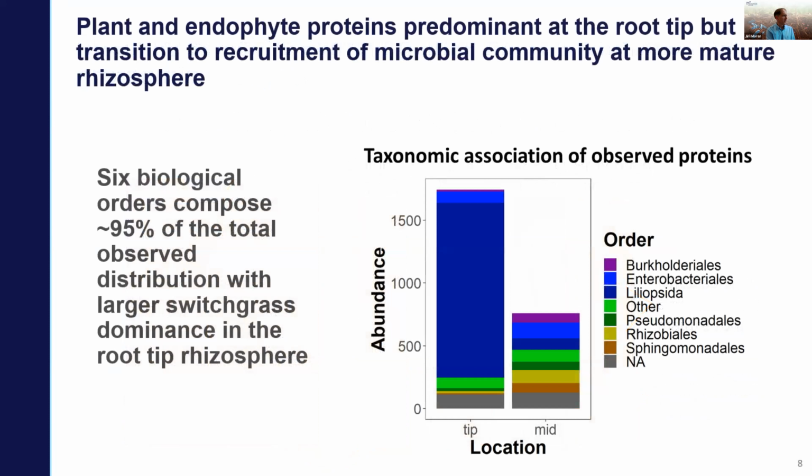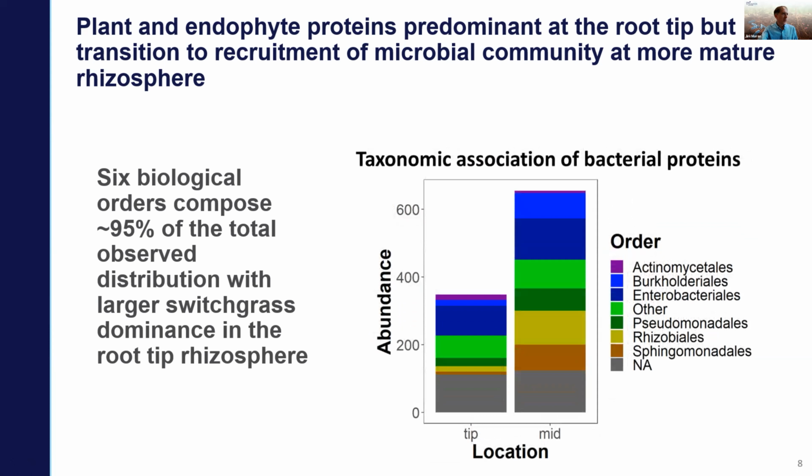And what the results look like is something like this. First of all, we observed 6 biological orders that contain the vast majority of the proteins that we identified. And we saw a difference in the taxonomic distribution of these proteins in these 2 spatial locations. At the root tip, we're seeing some bacterial representation, but a lot more of the Liliopsida, the switchgrass, right? A lot more proteins from switchgrass at that root tip than at the mid-root. However, we're seeing more bacterial taxonomic diversity represented in the proteomics of that mid-root, further up the plant root.